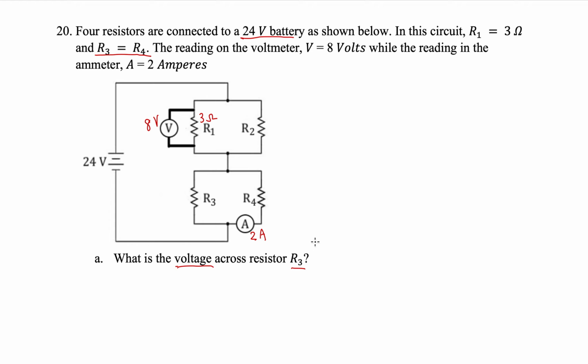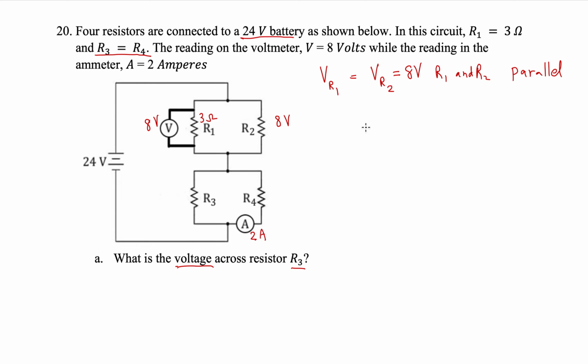A few things we need to know: R1 and R2 are in parallel connection. So the voltage of R1 will be equal to the voltage of R2. Let's write that down. Voltage across R1 will be equal to voltage across R2, because R1 and R2 are connected in parallel. So if R1 is 8 volts, then R2 should also be 8 volts. That means both of them will get 8 volts each.